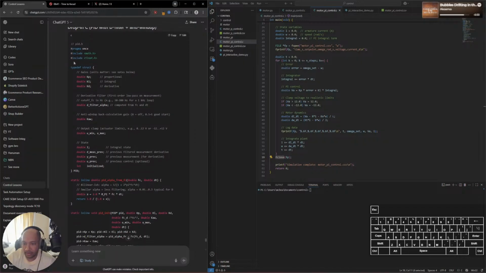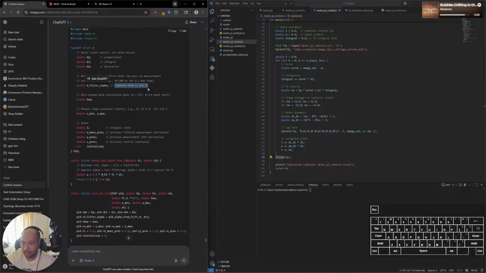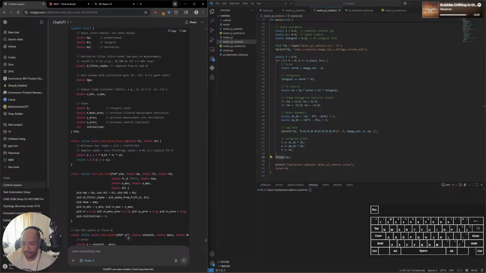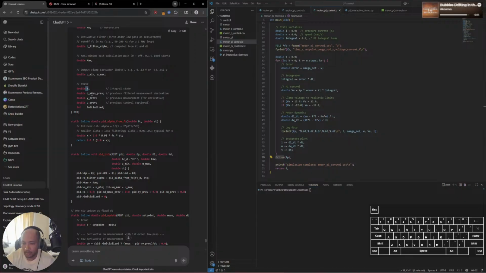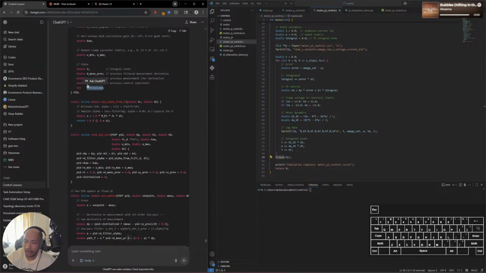So we've got a structure first called PID. Fine. KP, KI, KD, sure. Filter alpha, computed from FC and DT. Derivative filter, first order low pass on measurement, cutoff frequency in hertz. Anti-windup back calculation, output clamp, integral state, previous filtered measurement derivative, previous measurement, previous control. Okay, this is how I get my de/dt, I guess.